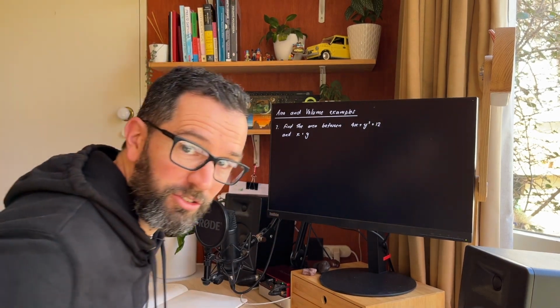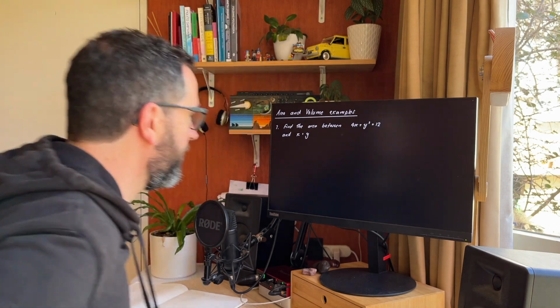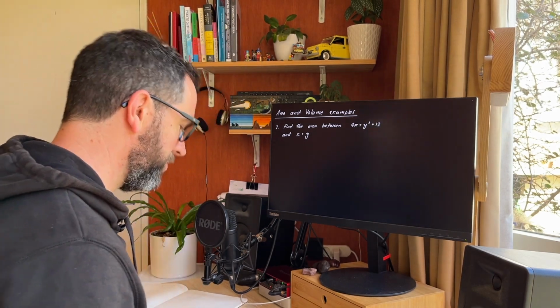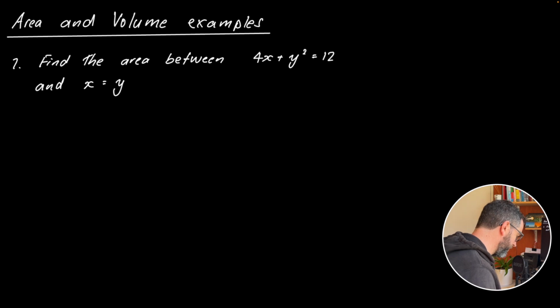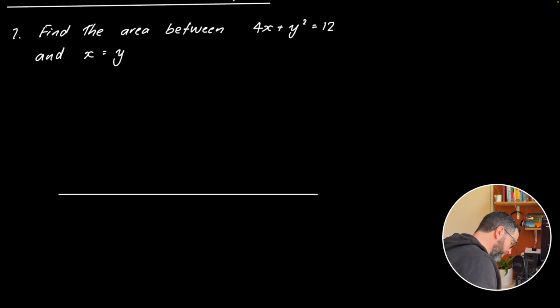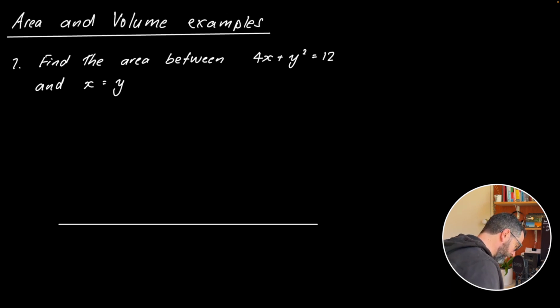A fairly standard kind of question that you might come across is to find the area between two curves. So we've been given two curves. One is 4x plus y squared equals 12, and the other is x equals y. So a few things we've got to think about when we're doing this. We need to be aware of which way up our curves go and which one's on top of the other.